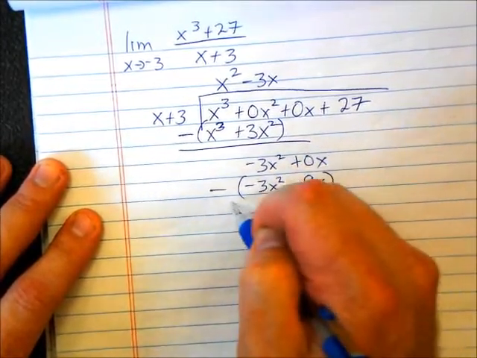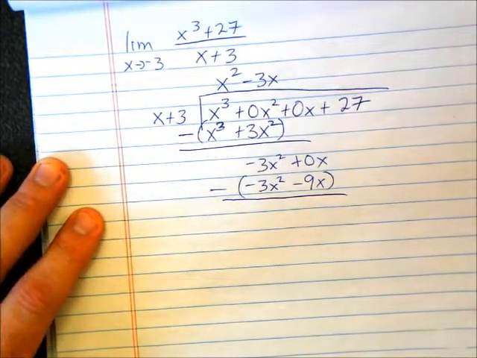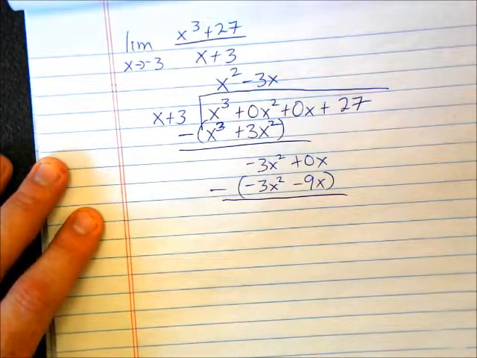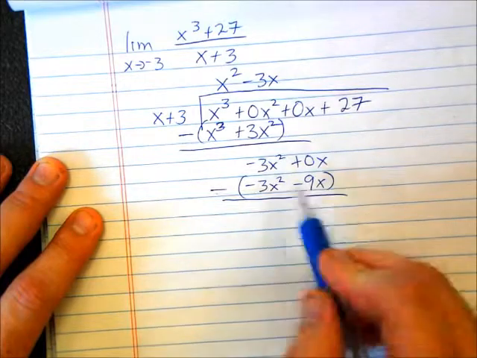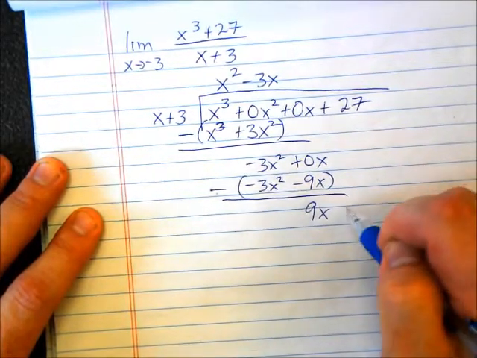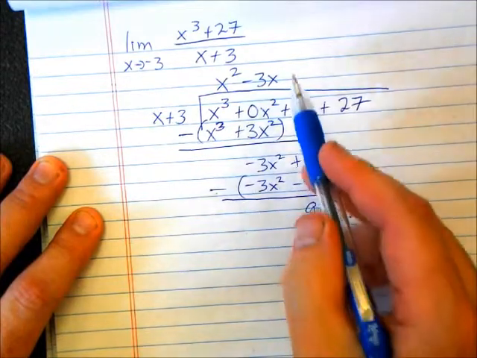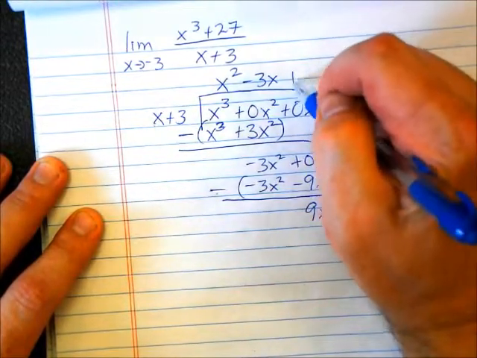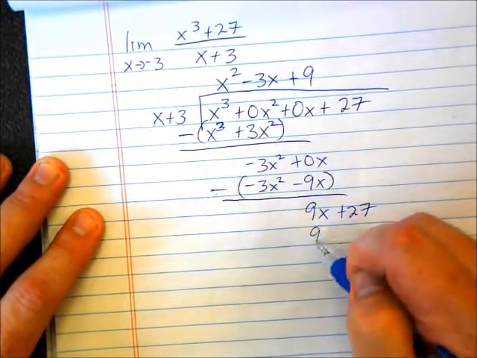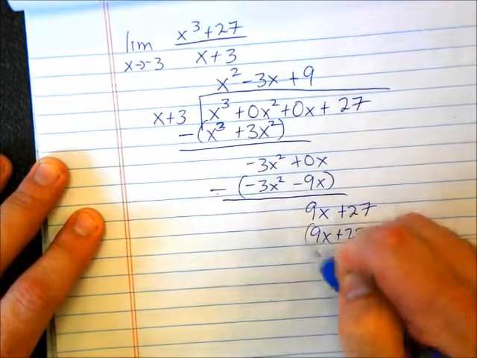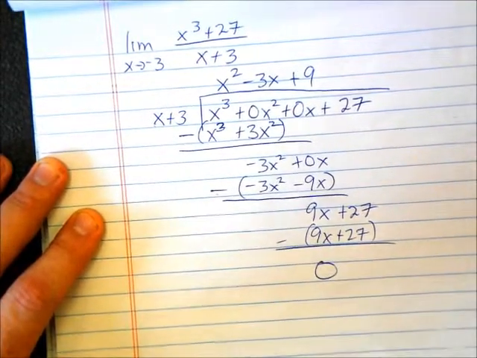And then you have to subtract. And when you subtract, you get plus 9x because you have a minus and a minus. Bring down the 27. What times x gives you 9x? That's a 9. 9x plus 27. And when you subtract, you get 0.